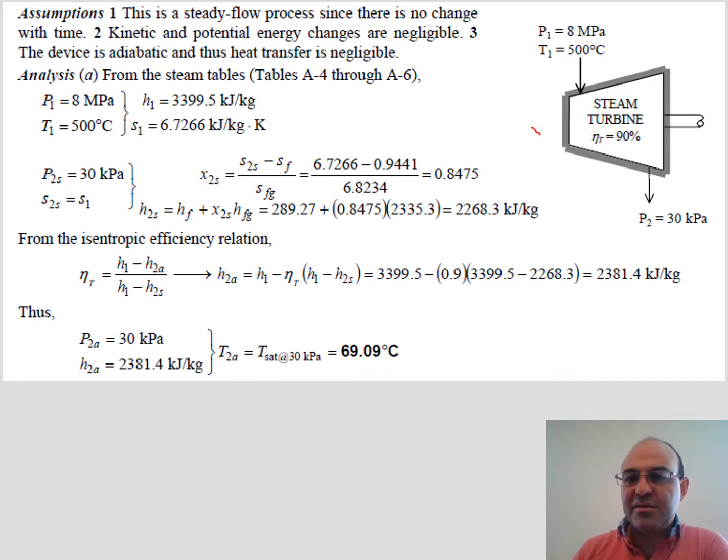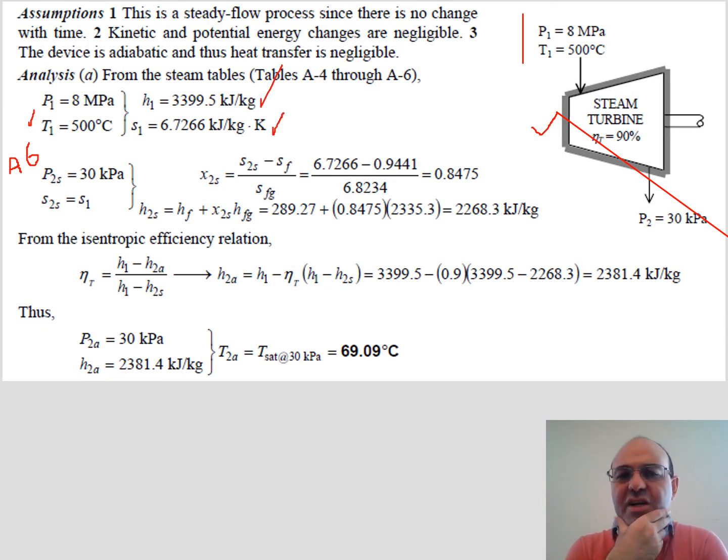So this is our turbine again. And for the inlet condition, we go ahead and use table A6. We need to mention that, as I have said multiple times: please write down all of the details. So P1 is 8 megapascal and 500 degrees C, you can use the superheated table, read H1 and also read S1. We're going to need entropy in order to find the other properties at the exit, because at the exit only the pressure is given, nothing else. So you would need a second property.